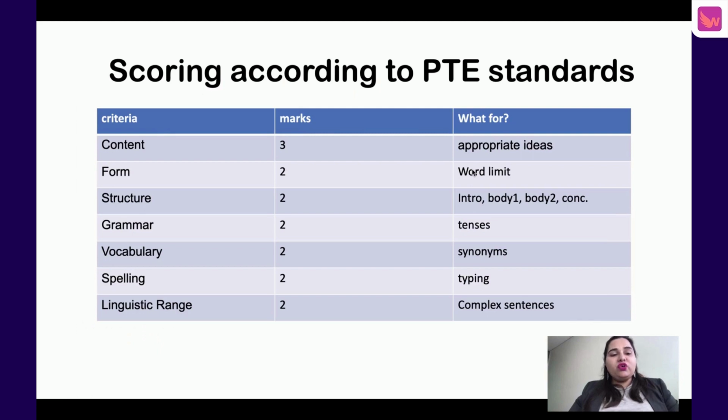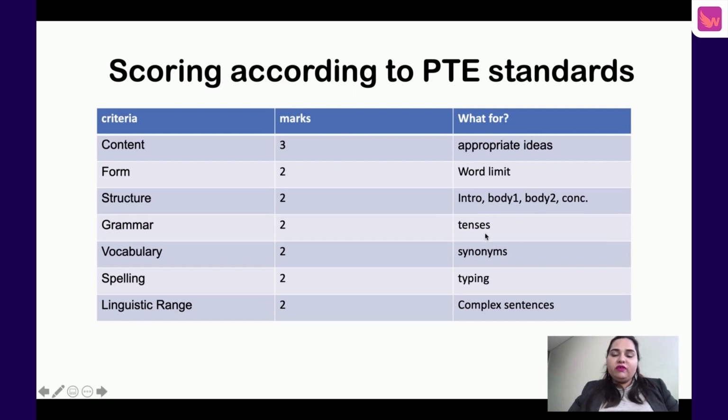Now, what is the scoring standard? You get the maximum marks for the content. So try to write on topic, not off topic. Make sure you choose the right template as well. For form, it simply means you should write between the word count. Structure is you should be writing 4 paragraphs. Try to avoid 5 paragraphs or 3 paragraphs. It should be 4 paragraphs, makes sense.